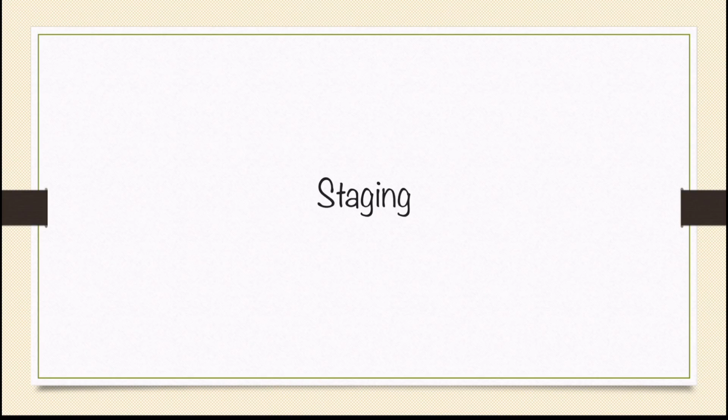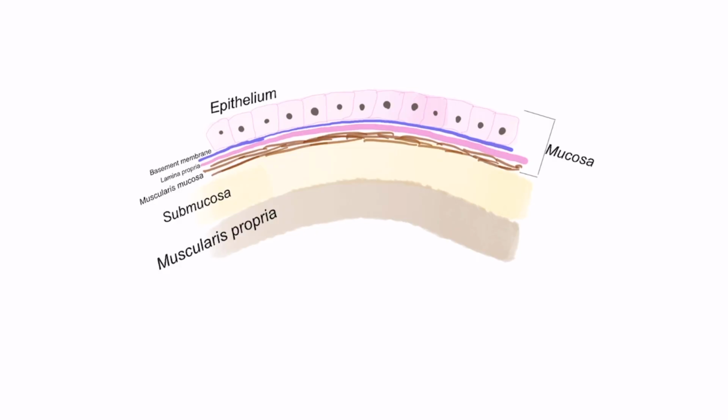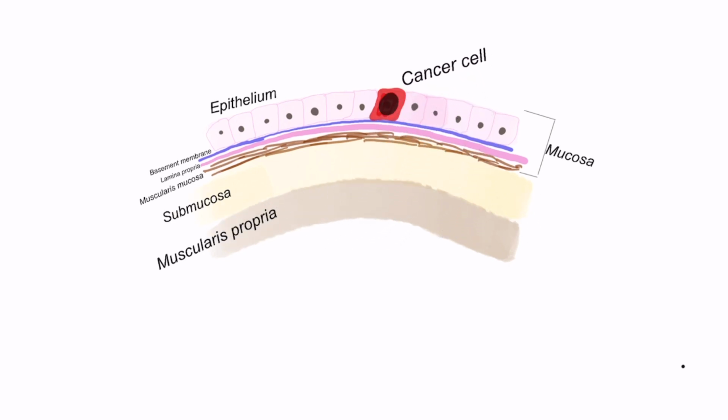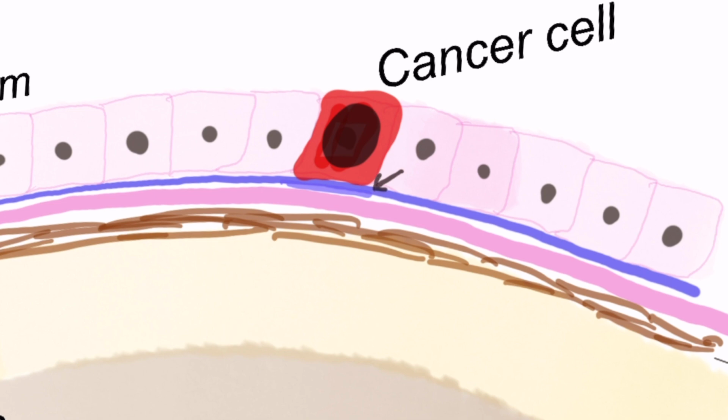TNM staging is used in colorectum. There are 3 layers in mucosa: epithelium with basement membrane, lamina propria, and muscularis mucosa, beneath mucosa is submucosa. In general, cancer cell limited to epithelium without breach of basement membrane is not considered neoplasia, but is called in situ or intraepithelial neoplasia. Malignancy is defined by breakage of basement membrane and spread of cancer cells into lamina propria.